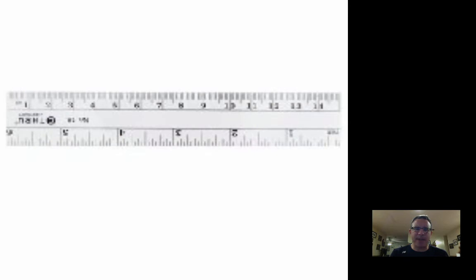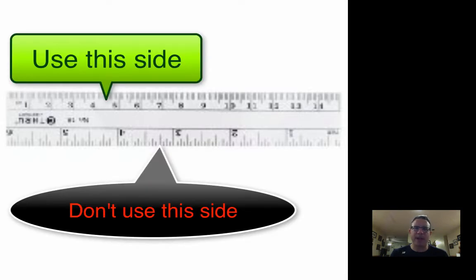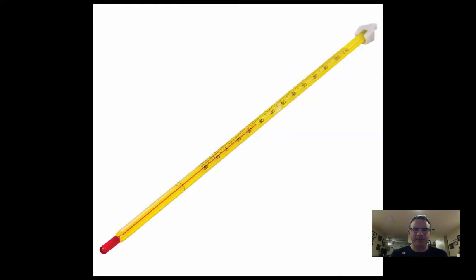Another way to measure volume is also for squares or rectangles, and we can use a ruler, and we can use that to measure length times width times height, and then use those three dimensions and multiply them together to come up with the volume of an object. Make sure on your ruler you're using the correct side. We want the centimeter side, not the inches side. Another instrument that we use in science is the thermometer. A thermometer is to take temperature, and remember that we're always going to use centigrade when we do that.